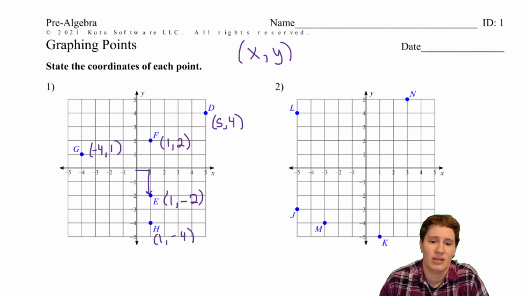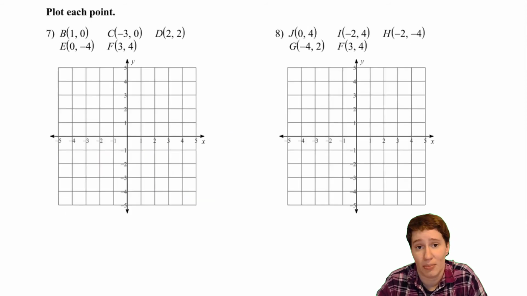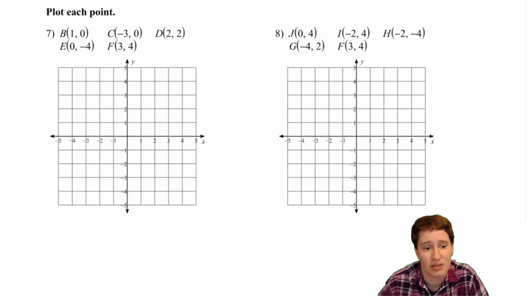What if we want to go the other direction and plot points instead? So we're given a list of points and we're going to figure out where they go. So B is at 1, comma 0. So the 1 is telling me my left and right. So since it's positive 1, I'm going to go to the right one. The 0 is telling me the up or down, but since it's 0, I'm not going to go up or down. This is where my first point's going to be, is right here.